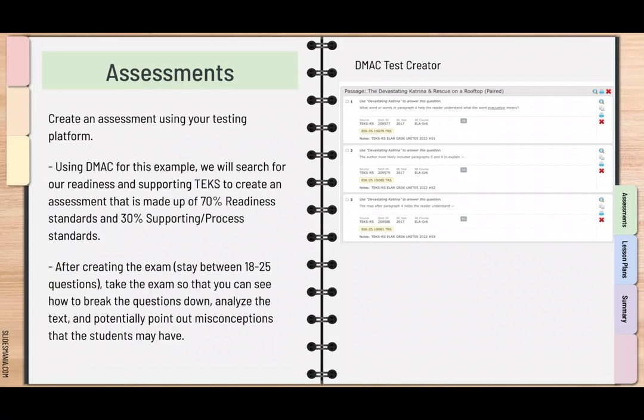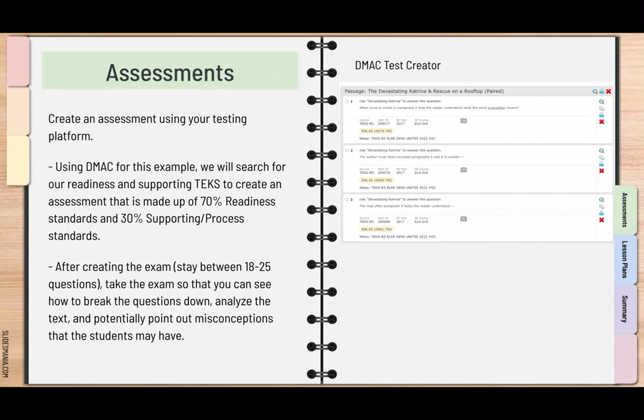Once we have our TEKs broken down and we have our daily objectives stated, then we will create an assessment. To create an assessment, we will use our testing platform. In this instance, we are using DMAC for our testing platform. We will search for our readiness and supporting TEKs to create an assessment that is made up of 70% readiness standards and 30% supporting and process standards. After creating our exam, we would like to stay between 18 and 25 questions.